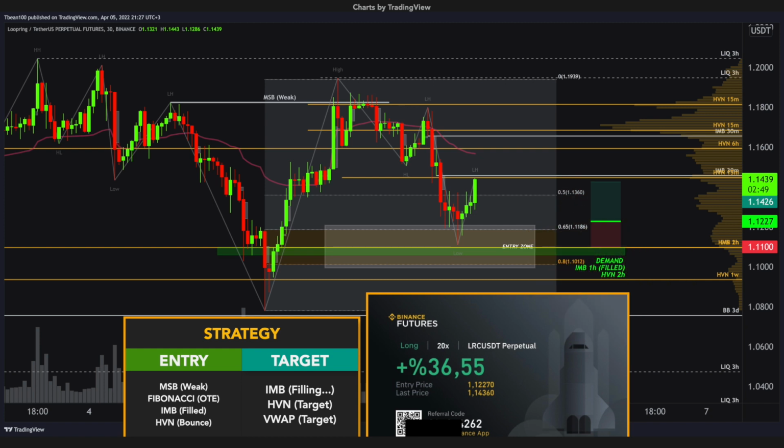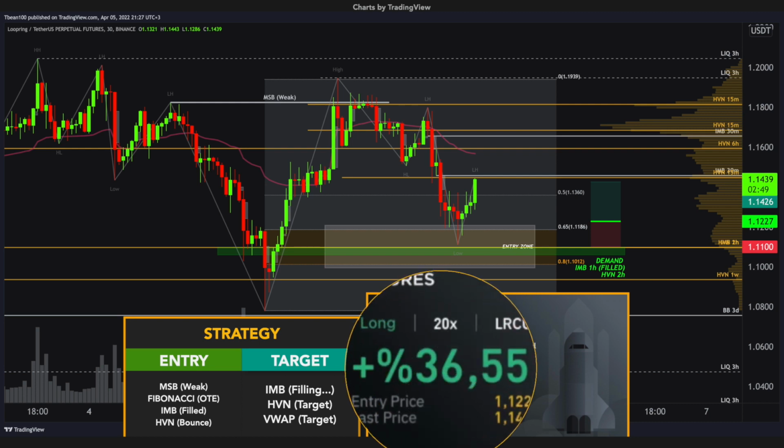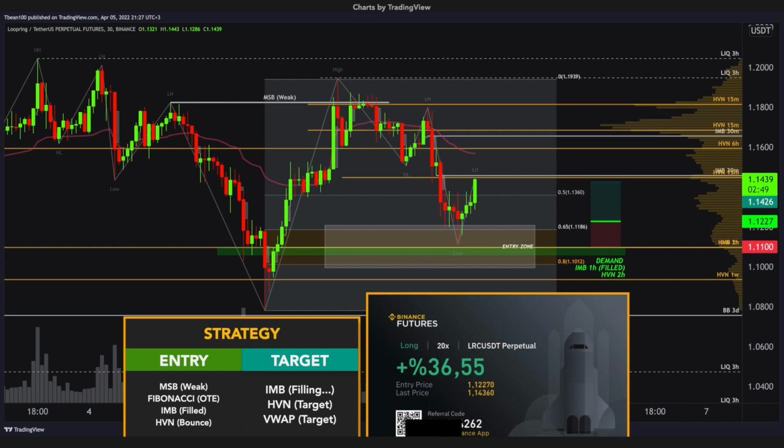Once the imbalances are filled, I knew that there would be a reaction. As you may see, the price reacted really well after correcting and filling the imbalances. I made over 30% profit with this trade.